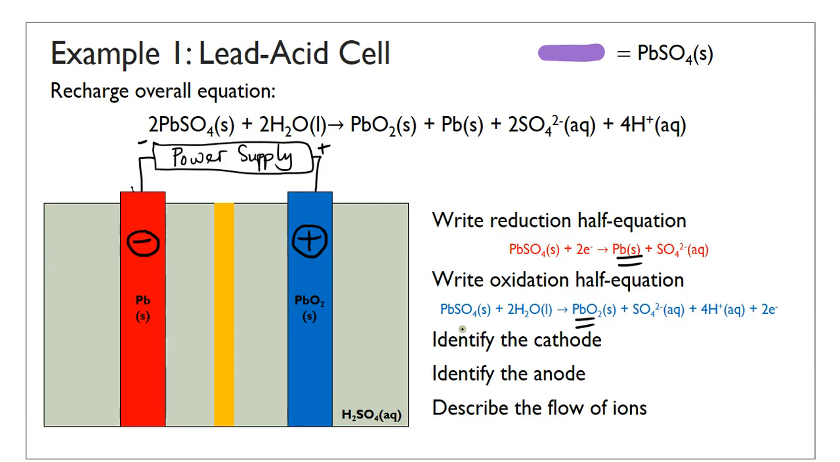So, identify the cathode. The cathode in this case is going to be Pb. So the cathode in the previous case was PbO2, now it's Pb, and the anode is PbO2.